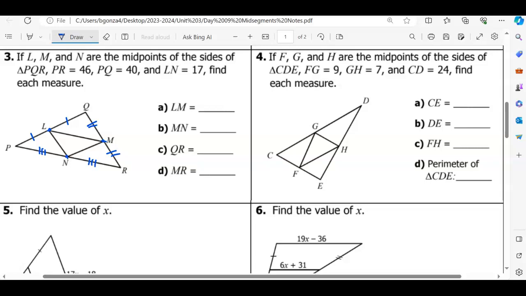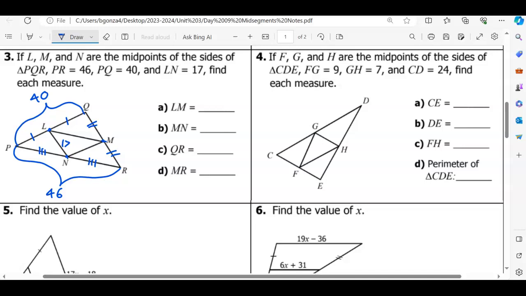All right. Now, let's label some stuff. It says PR. PR is 46, right? So we're going to put 46 for PR. It's all the way across. Put a bracket. 46. Okay? Now, the next thing we know, PQ is 40, which is all the way across. So put another bracket. 40. And the next thing we know is that LN is 17. So I'm going to put a little 17 on the inside of LN.